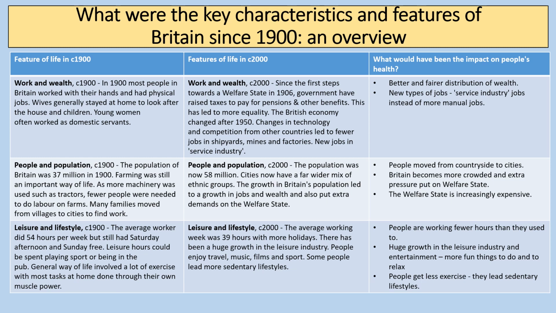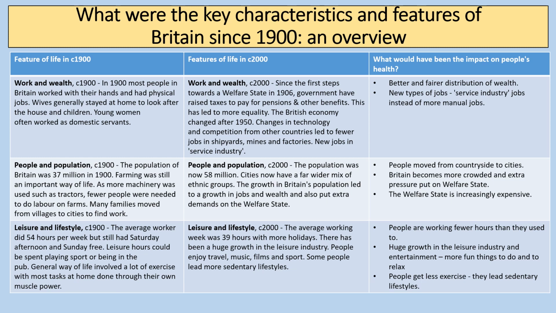In terms of leisure and lifestyle, in 1900, the average worker did 54 hours per week, but still had Saturday afternoon and Sunday free. Leisure hours could be spent playing sport or being in the pub. General way of life involved a lot of exercise, with most tasks done at home through muscle power, and people walked a lot more. By the end of the 20th century, the average working week was 39 hours with more holidays. Huge growth in the leisure industry.